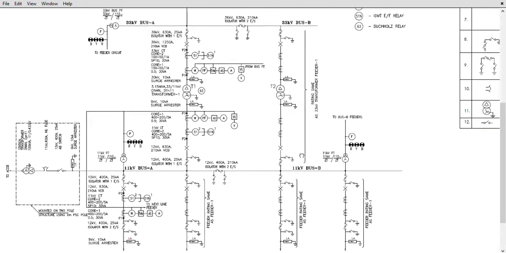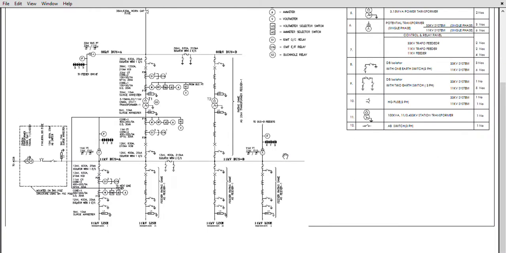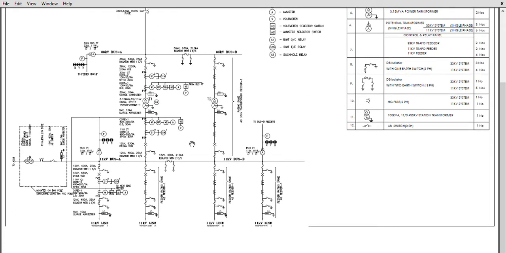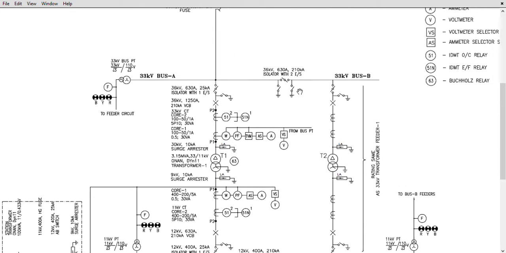Friends, as I told you, by looking at this single line diagram, we'll come to know what is the scheme of the substation. Here, what is the bus bar scheme of the substation? It is a single bus bar scheme. See here at 33 kV, we can see there is only one bus, single bus bar with sectionalizer. Similarly, at 11 kV also we have single bus bar with a sectionalizer. As the sectionalizer, we are using a 33 kV isolator with double air switch.